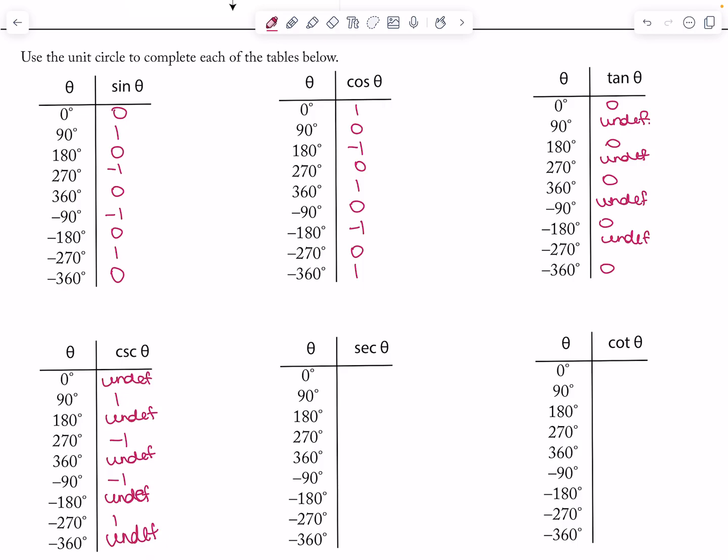And then secant will be 1, undefined. Negative 1, undefined. 1, undefined. Negative 1, undefined. And then 1. And then cotangent will be undefined first. Then 0, undefined. 0, undefined. 0, undefined. 0, and then undefined.